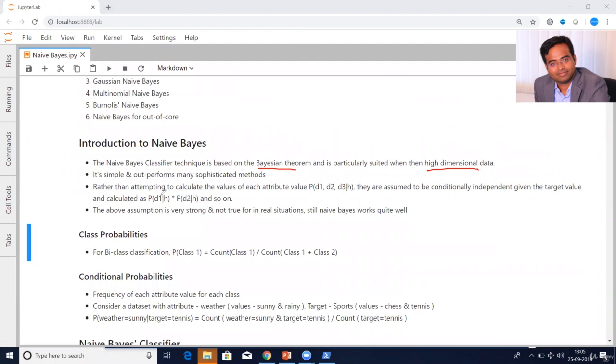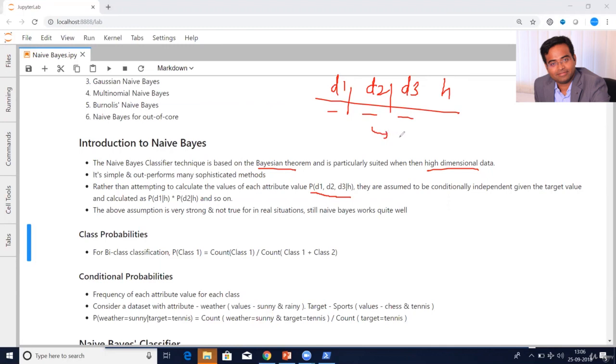Rather than attempting to calculate the probability of D1, D2, D3 for a given hypothesis. Say you have three columns, D1, D2, and D3, and this is the hypothesis. Rather than calculating the probability of this particular value, what's the probability of this particular value belonging to this class, right? Where you have to take the relationship between the data also into consideration. You're simplifying it. That's why it is called naive Bayes, right?